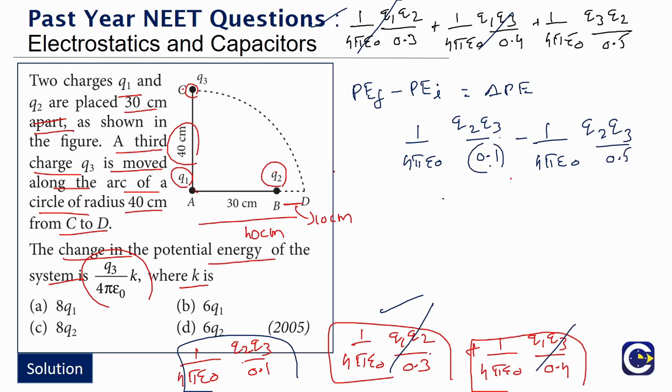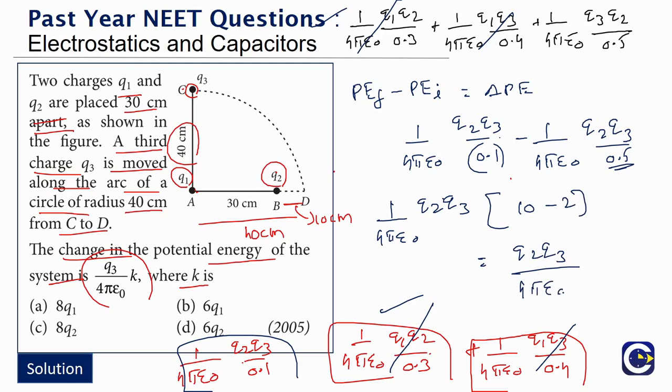So we have 0.1 in the denominator. We can write it as 1 by 10, so 10 will go to the numerator. 1 by 4 pi epsilon naught is anyway common. Take Q2 Q3 also common. 1 by 0.1 means 10. 1 by 0.5 means 2. So 10 minus 2 will be 8. So Q2 Q3 by 4 pi epsilon naught into 8.